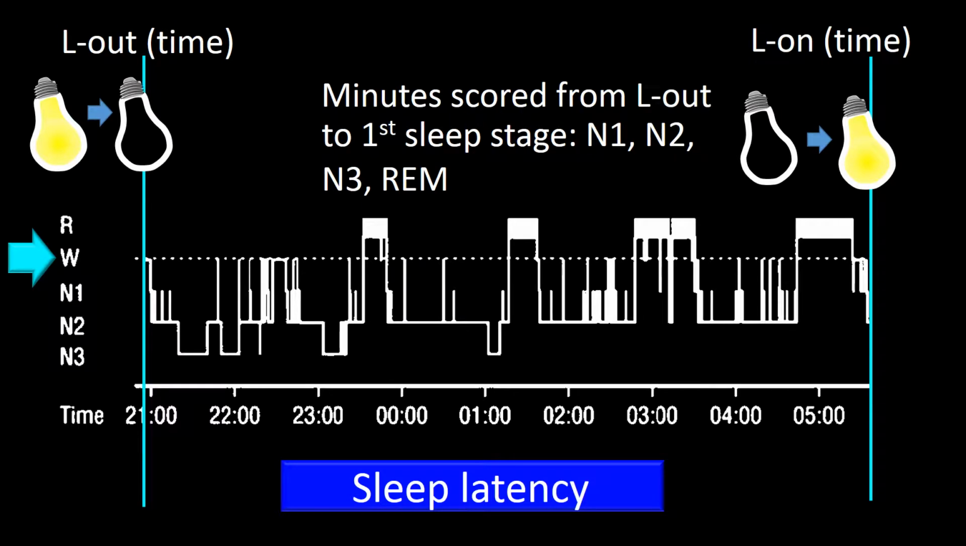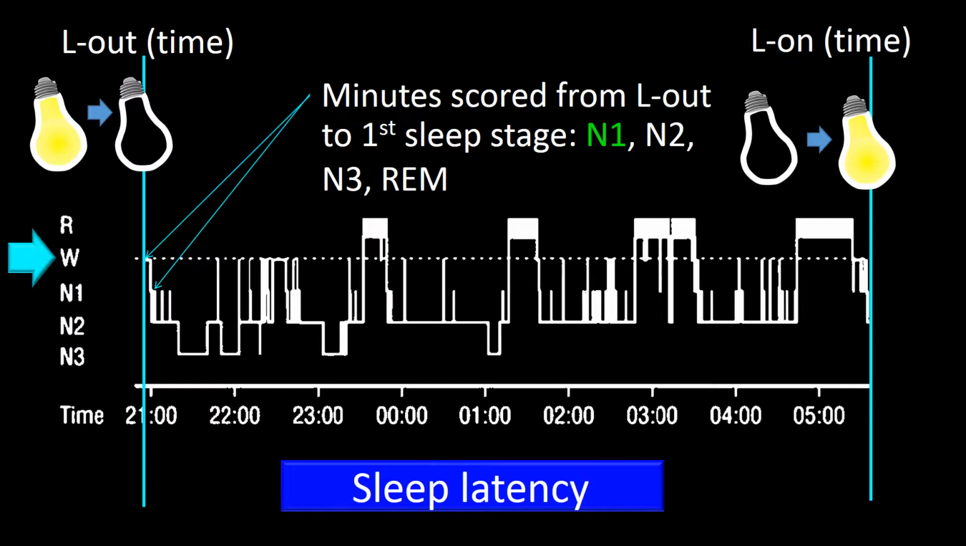Sleep latency refers to the time it takes to fall asleep. It is scored in minutes from light out to the first sleep stage. That is, to stage N1, N2, N3, or REM.